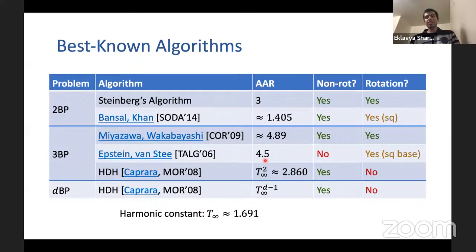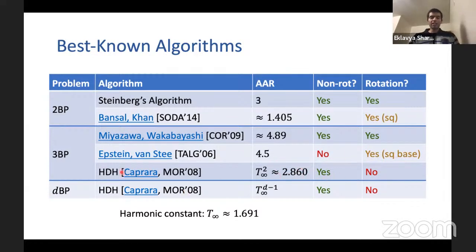Epstein and Vansky then improved the AAR to around 4.5, but their algorithm only works for the rotational version, and that too for the special case where the bin has a square base. And then Caprara significantly improved the asymptotic approximation ratio to around 2.86, but their algorithm only works for the non-rotational version. So we can see here that there's now a large gap between the rotational and the non-rotational version.